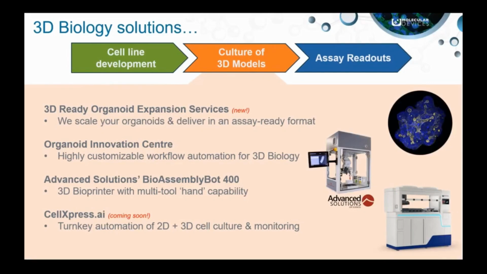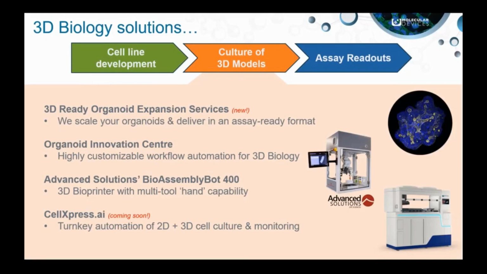We also have our Organoid Innovation Center, which is a custom automation setup that we can build for customers. And we have one of these already set up as a showcase in our San Jose labs, which allows us to collaborate with customers and develop workflows. It also means that when we provide this custom automation platform to customers, we can really support them as a tried and tested solution.